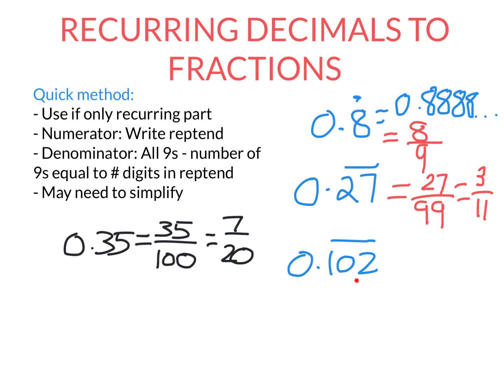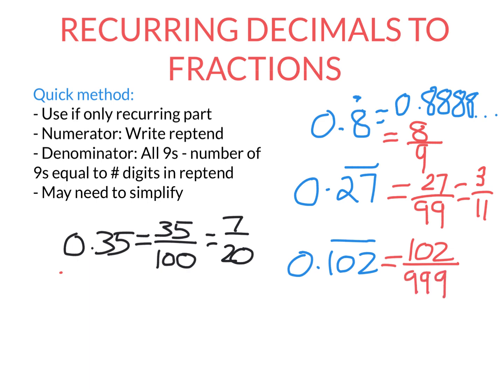Let's look at 0.102 recurring. It's the same idea. Here, the 1, the 0, and the 2, all the digits after the decimal point are repeated, so we can use the quick method. On top, we just write the digits that are repeated in order. 102 is repeated, and on the bottom, we put a string of 9s. Because there are 3 digits repeated, we put 3 9s on the bottom.